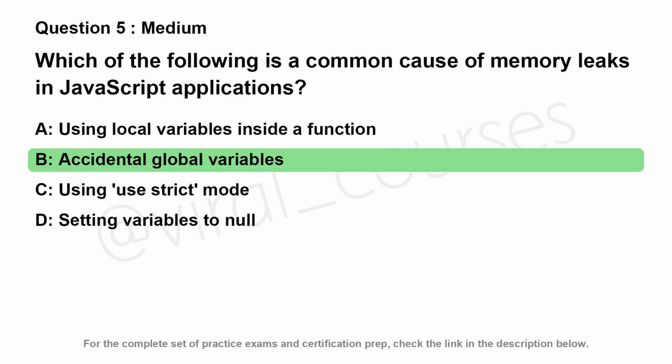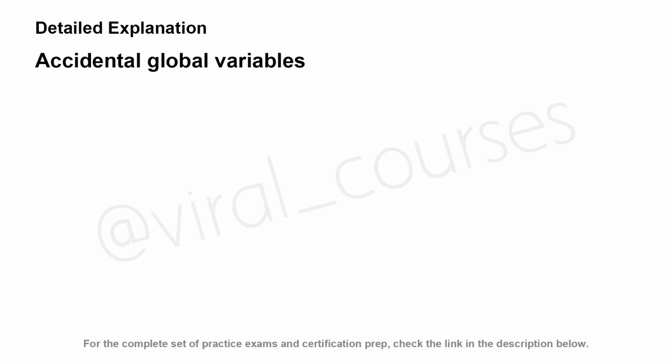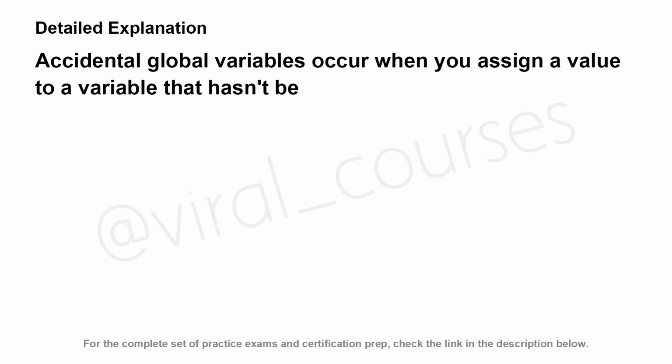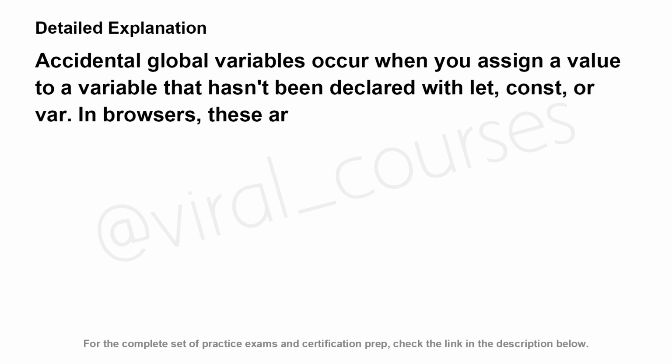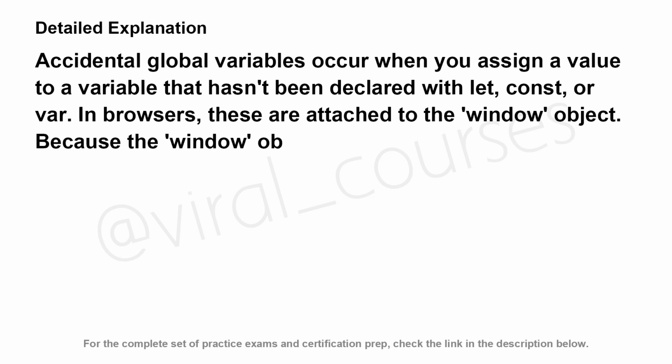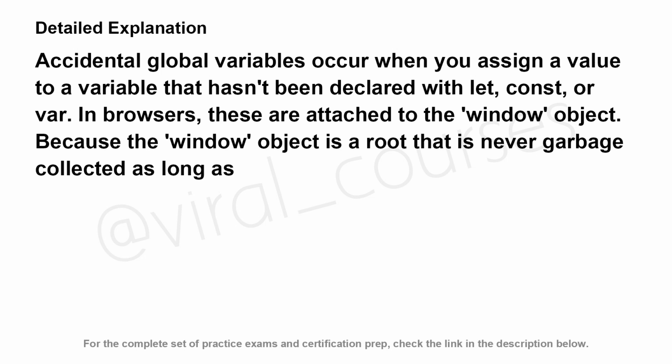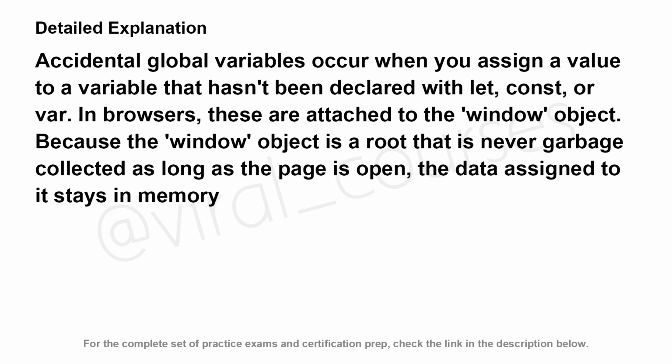The correct answer is B. Accidental global variables occur when you assign a value to a variable that hasn't been declared with let, const, or var. In browsers, these are attached to the window object. Because the window object is a root that is never garbage collected as long as the page is open, the data assigned to it stays in memory forever, causing a leak.